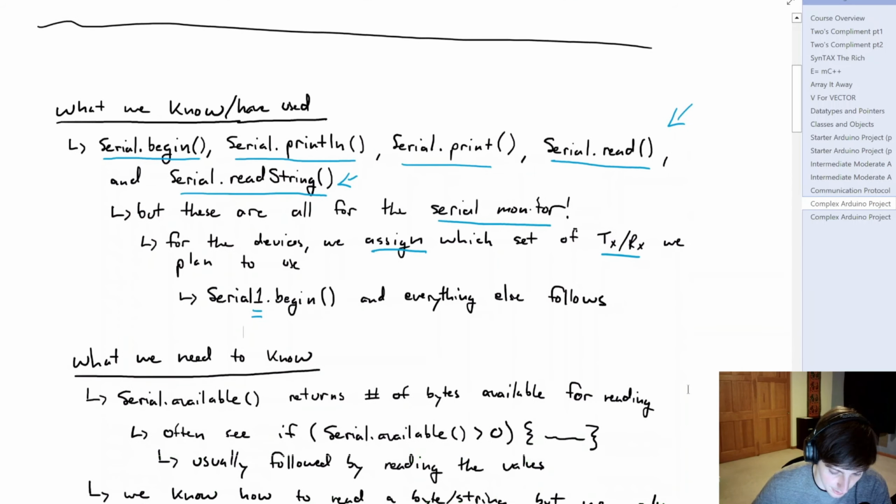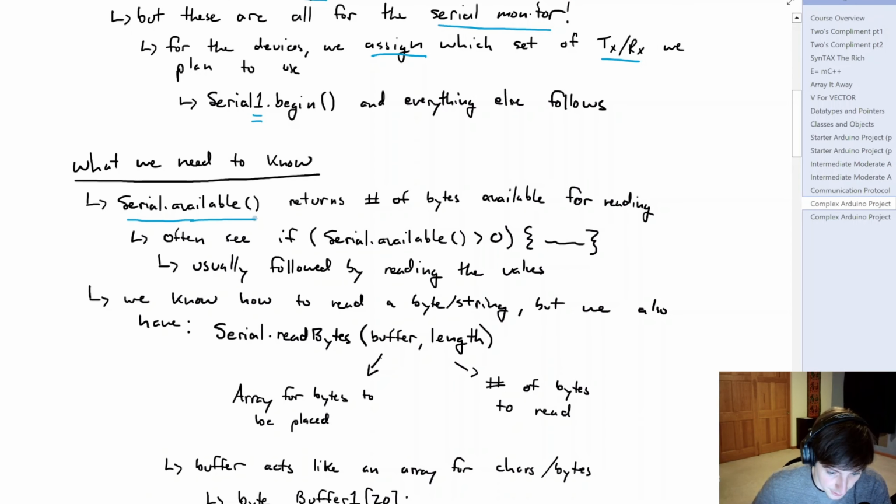So if we look at that, we can have this command Serial.available, and that's going to return the number of bytes available for reading. So you could actually use this in the serial monitor. There's no reason why you can't. But we can also use this in the channels for the Arduinos.